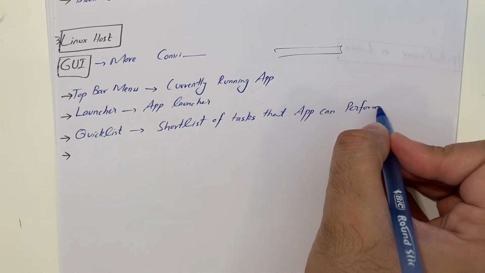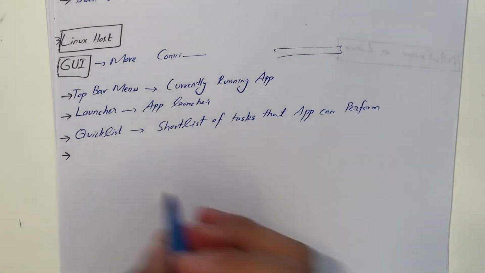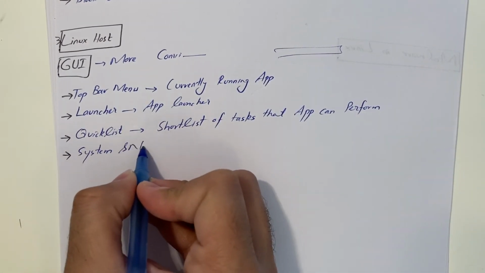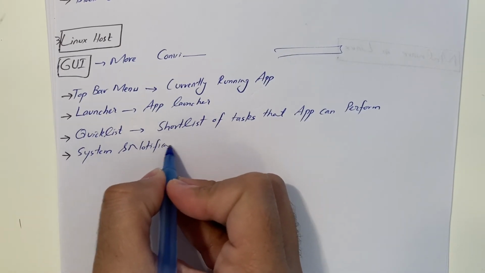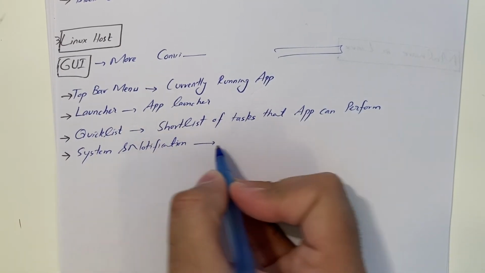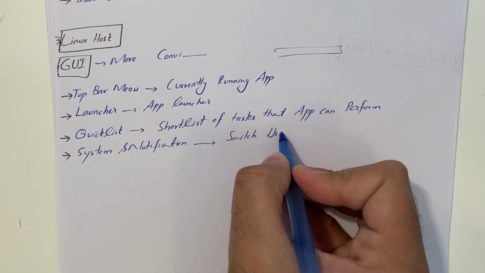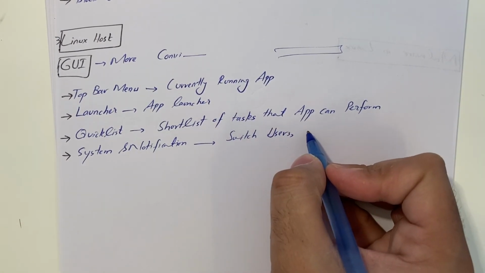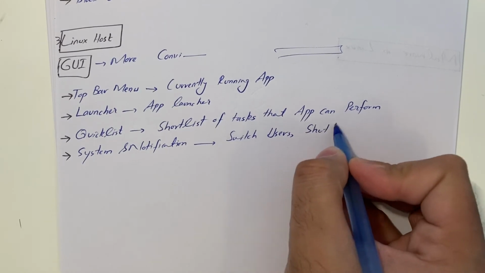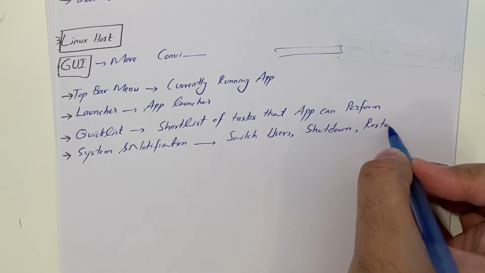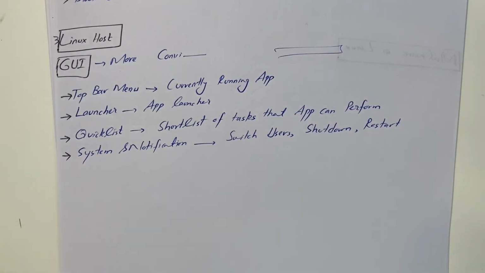So application can perform, that's basically the quick list. Then another option is called system and notification. What it does is let you switch between users. You can shut down a computer, restart, or put the computer to sleep, etc. So these are different features found on the GUI.